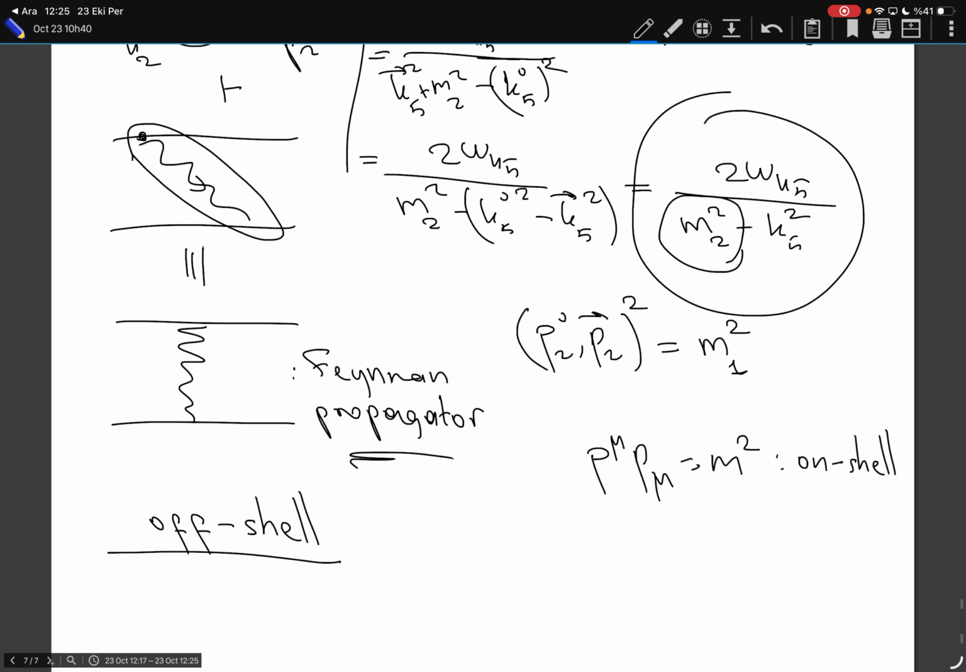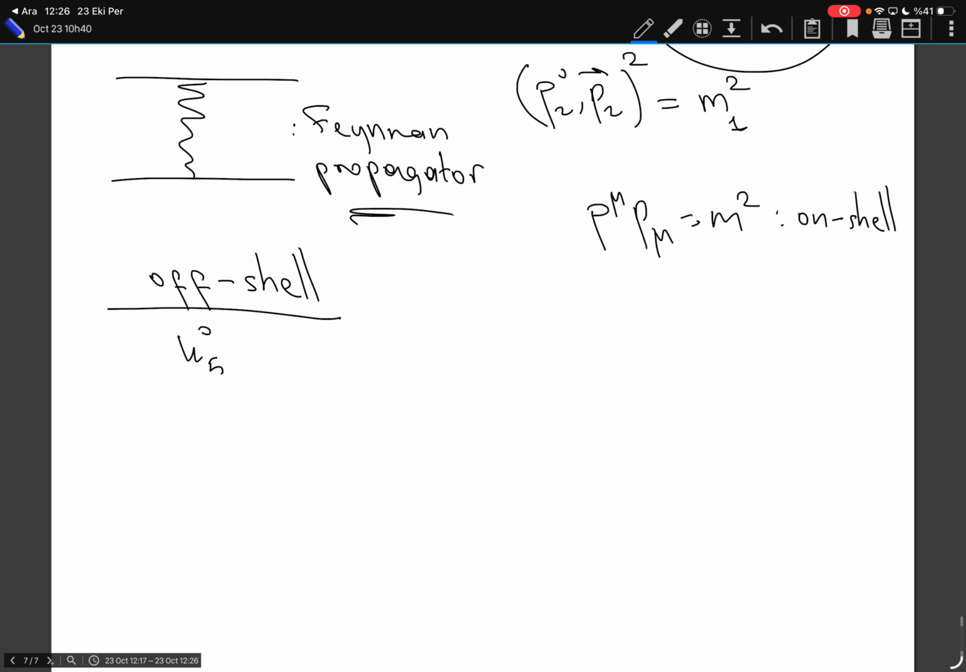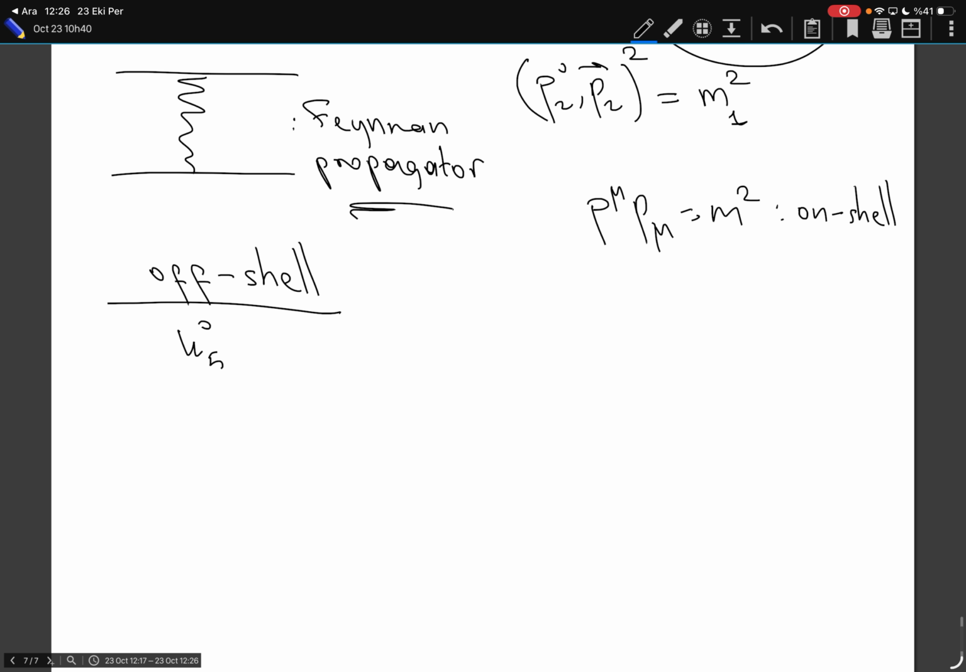And the zero component of these particles, K5 0, in general, if you have a 4 momentum of a particle, the zeroth component is its energy. But here we see that K5 0 is not equal to omega K5. So the zeroth component of these particles is not really their energy. Now, off-shell particles, or particles whose zeroth component is not equal to their energy, we also sometimes call virtual particles.